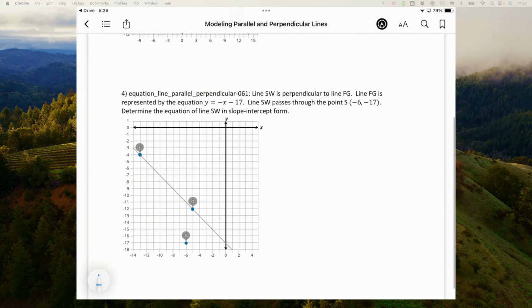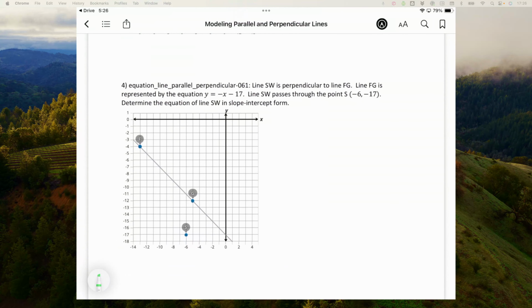SW is perpendicular, so again, paying attention to the words here, we have perpendicular to FG. FG is represented by that equation right there. SW passes through the point negative 6, 17. So what we're going to have is we need a point and a slope. The point is going to be negative 6, negative 17. The slope is going to be perpendicular. So here our slope on this one that we are given is negative 1 over 1. Perpendicular again, we've changed the sign, we flip it over. So positive 1 over 1 in this case.